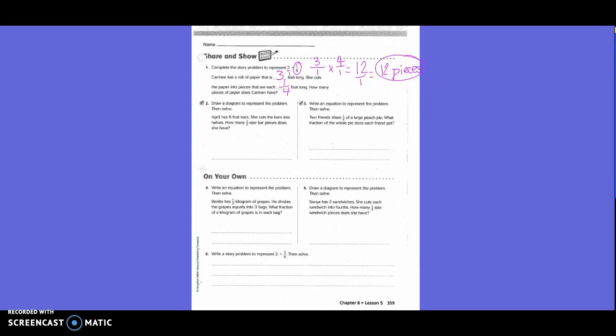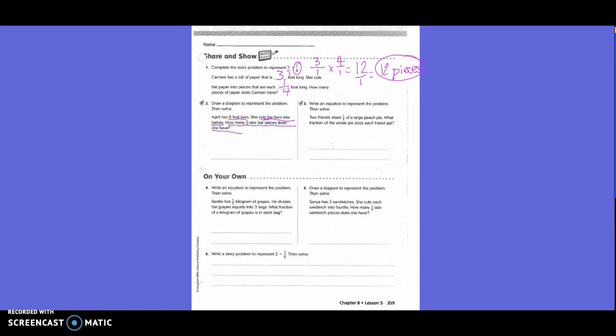Okay, draw a diagram to represent the problem, then solve. Now, I am not going to make you guys draw a diagram. If you would like to choose a diagram, that is perfectly fine, okay? Otherwise, you can do a number sentence. April has 6 fruit bars. She cuts the bars into halves. How many half-size bar pieces does she have? So 6 fruit bars, cuts the bars into halves. How many half-size pieces does she have?